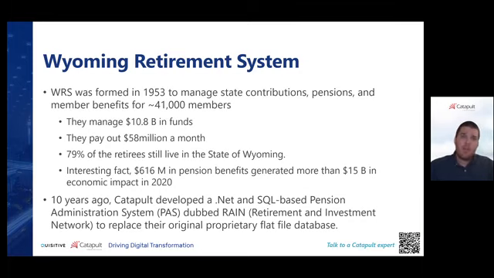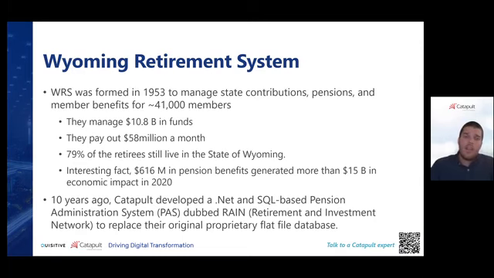The relationship with Catapult and Wyoming Retirement System goes way back. One of our longest standing customers, in app dev, if not the longest standing customer. 10 years ago, we essentially developed a solution for them for their pension administration system. They call that RAIN, Retirement Investment Network. And that replaced their proprietary system.